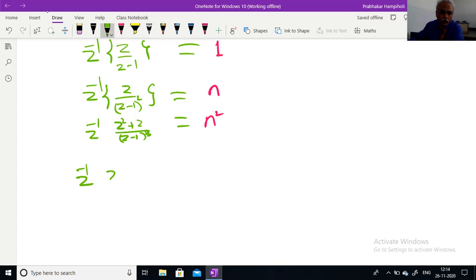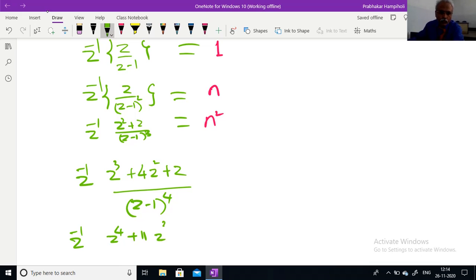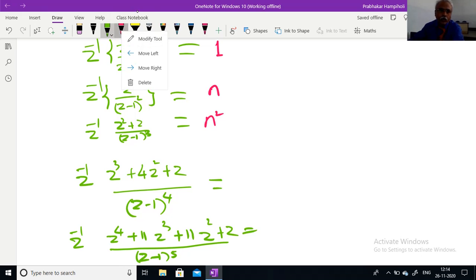Can you recollect the inverse Z transform of (z cube plus 4z square plus z) divided by (z minus 1) raised to 4? Can you recollect the inverse Z transform of (z raised to 4 plus 11z cube plus 11z square plus z) divided by (z minus 1) raised to 5? So that you are going to end up with the corresponding n functions. So what are the n functions here? Corresponding n functions, n cube, n raised to 4. So these are the formulae for inverse Z transforms we have used.